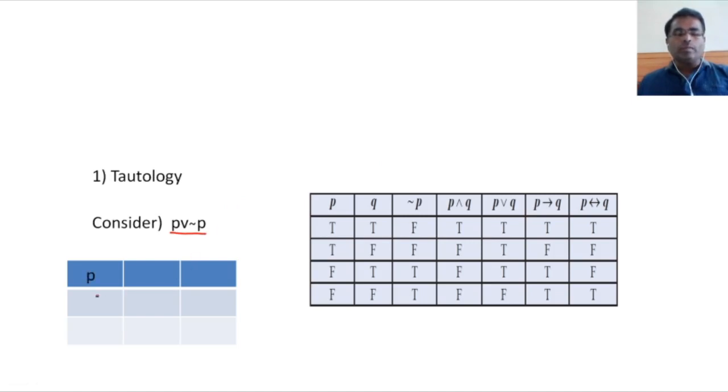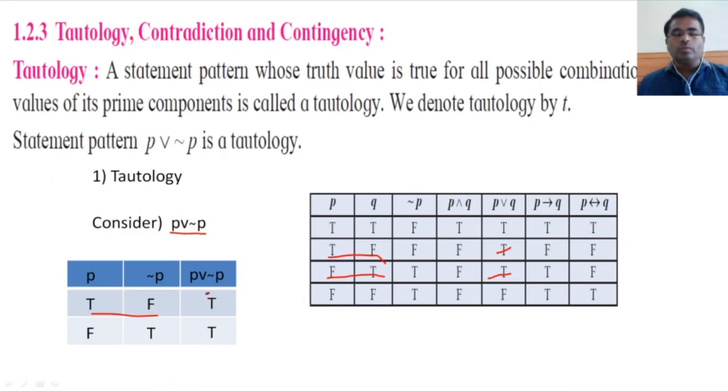We know that P has possible values true, false. Then negation P has values false, true. And if you consider P or negation P, then true or false is true, and therefore the resultant is true here. Then false or true is also true. So we observe that all the truth values are T only.